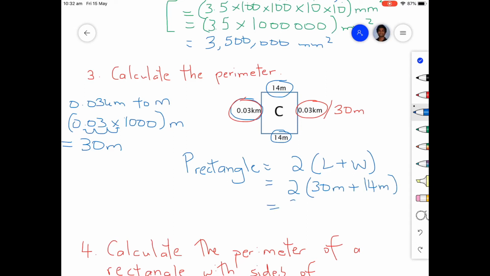Next we can simplify the brackets, so 30 plus 14 will be 44 meters, so we'll have 2 times 44 meters, and so our final answer will just be 88 meters. Now remember, this doesn't have to be meters squared because we're just calculating the perimeter. We're not looking at area just yet.